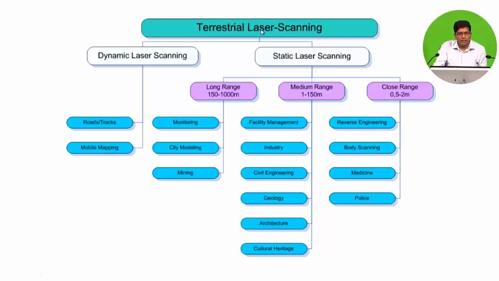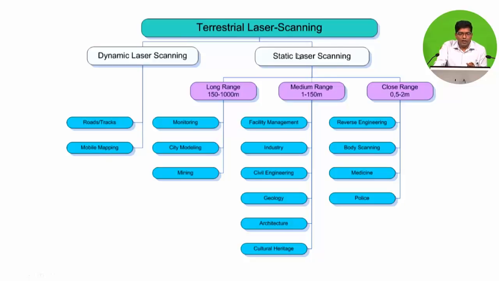And this terrestrial laser scanner can also be divided based upon their nature. One is the dynamic, which comes into the category of mobile mapping, in which the laser scanner will be mounted on a moving platform like a car or a boat, and then the data is acquired, especially for mapping the roads or the tracks, or basically for the mobile mapping purpose.